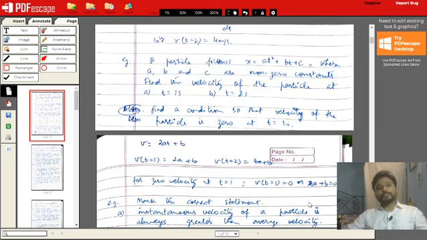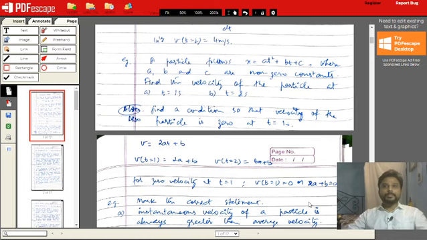The mathematical expression which we use to define velocity v is dx by dt. That is, a small change in position of the particle in some small time. Which means that differentiation of the position of the particle with respect to time gives us the velocity of the particle at any given instant.